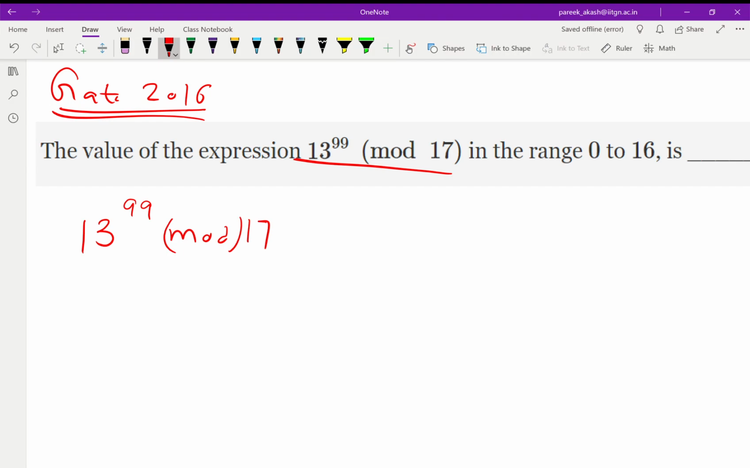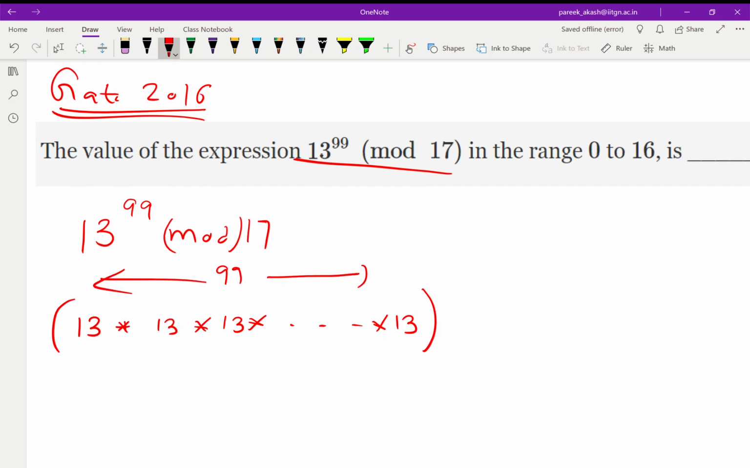So let us first write this 13. We can expand this and write it as 13 into 13 into 13 into dot dot dot into 13, 99 times, mod 17. So let us take 13. Suppose I'm writing mod like this, 17. So 13 mod 17 is 13, we know.